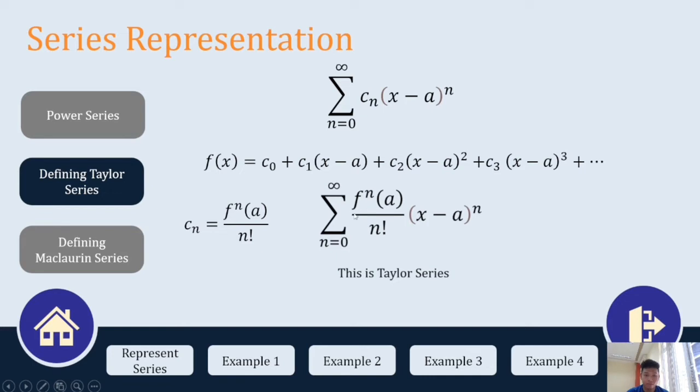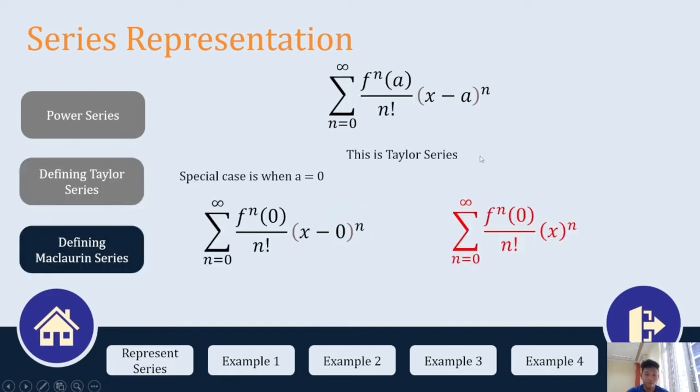So here's the summation. We get the summation n equals 0 to infinity of f^(n)(a) over n factorial times (x minus a) to the power of n. So this is the Taylor series that we have found. Basically, the Taylor series is born from the summation of the power series. Okay? So let's talk about the special case.